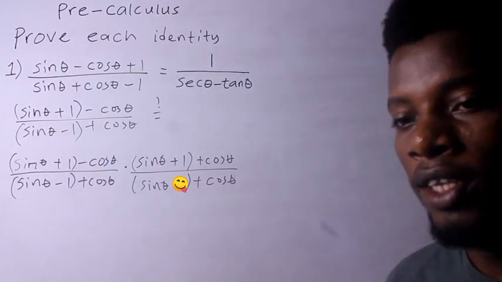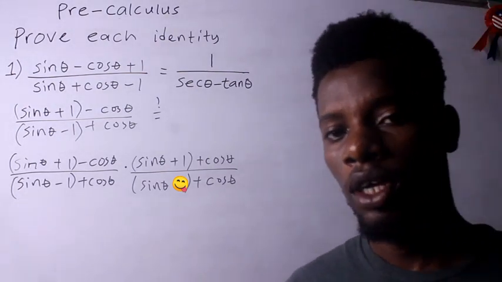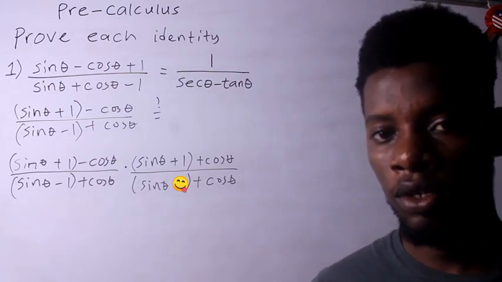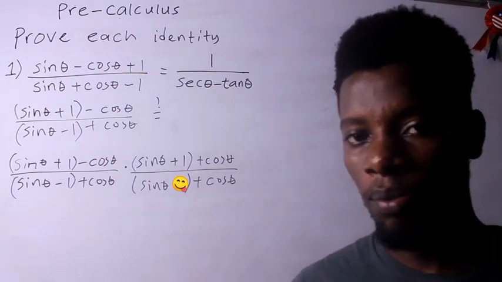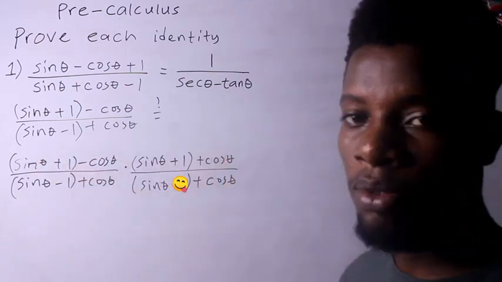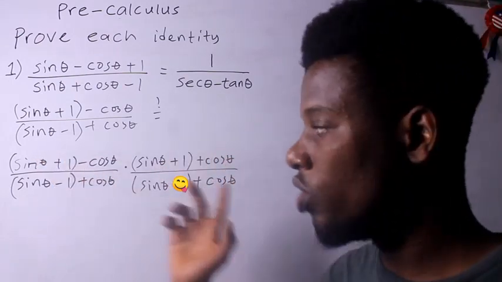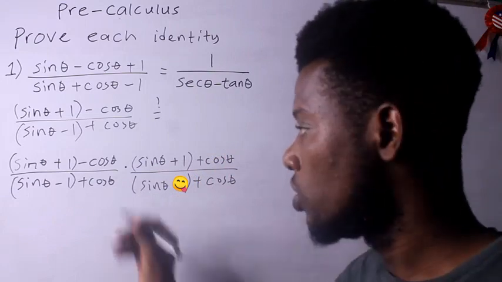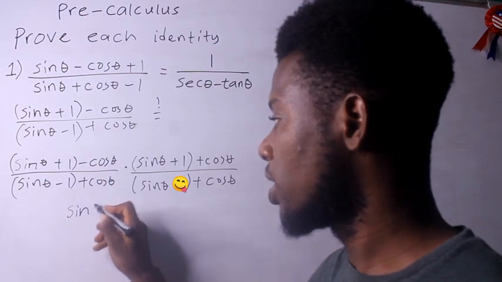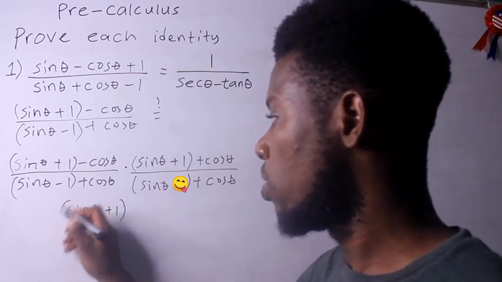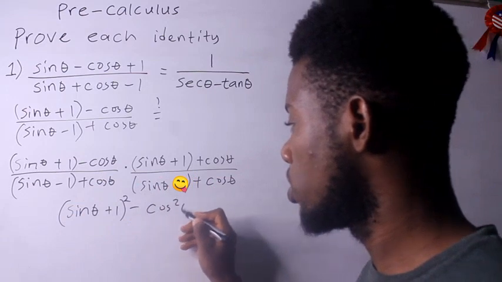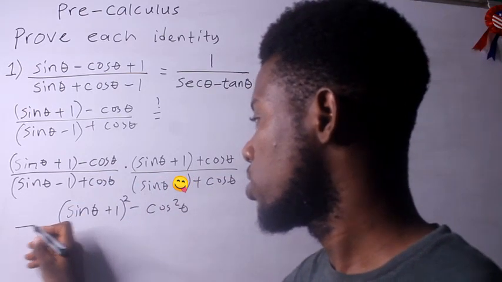Now once I'm done with that, the next thing I'm going to do is to multiply both the numerator and the denominator. So go ahead and multiply the numerator. This is a minus b times a plus b. And if you multiply these two expressions, you have difference of 2 squares. So this times this is (sin theta plus 1) all square, and this times this is minus cos square theta. Great.